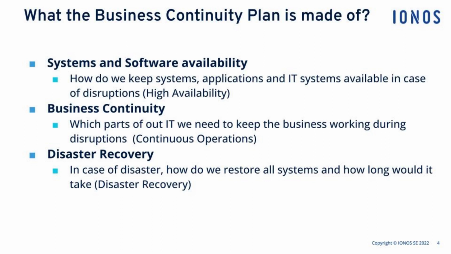The second part of a business continuity plan is how do we assure business continuity? How do we make sure that the business keeps working even during a disruption, which could be caused by an upgrade of the system or by an unforeseen event? What are the applications and the systems that we need to take care of the most? And then last but not least is the disaster recovery bit. In case of disaster, of a ground zero, how do we restore all the systems and how long would it take?